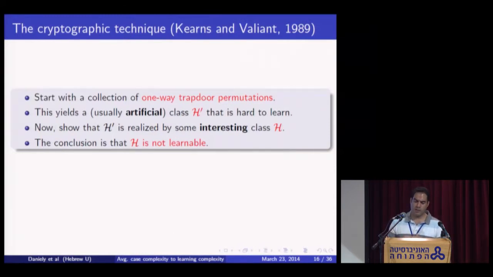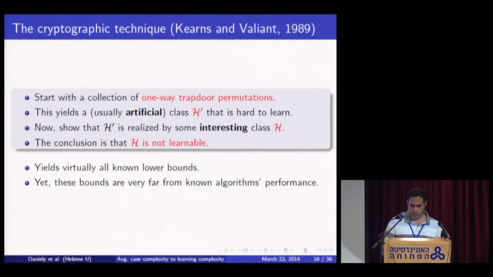This, by standard arguments, yields a usually artificial hypothesis class H prime that is hard to learn, and then we reduce this artificial class to an interesting class H, and the conclusion is that the class H is not learnable. This argument yields virtually all known lower bounds for learning problems, and as I said a few minutes ago, these lower bounds are very far from the performance of the best known algorithms. The conclusion is that H is hard to learn even by an improper algorithm. And when I say hard to learn, I mean hard to learn even by an improper algorithm.